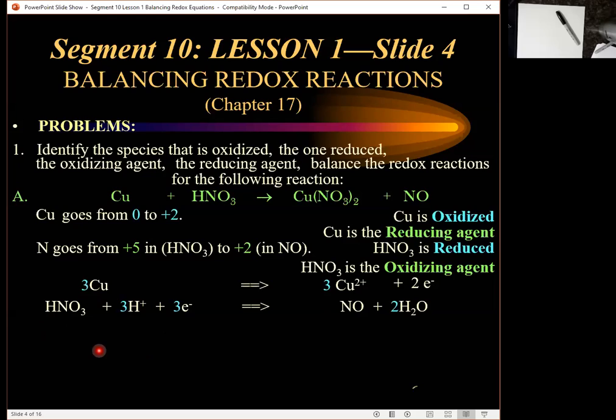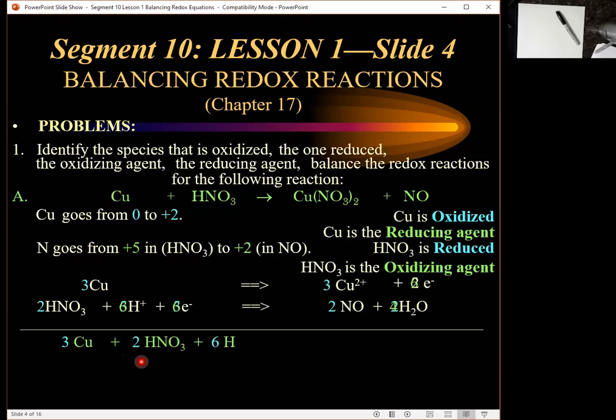So when I do that, I've got the same number of electrons gained and lost. Those would cancel. My total reaction then would be like this for the net ionic equation for this reaction. So I've got copper and I've got nitric acid and 6 hydrogen ions. If we check it out, everything should balance now in this equation.